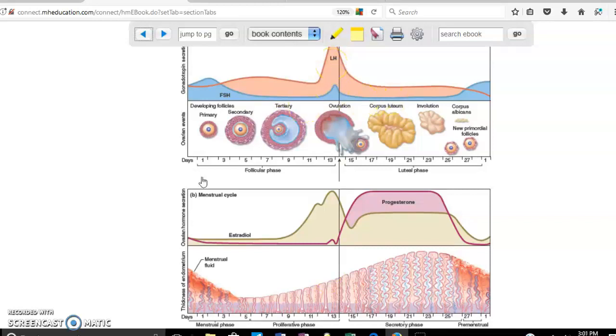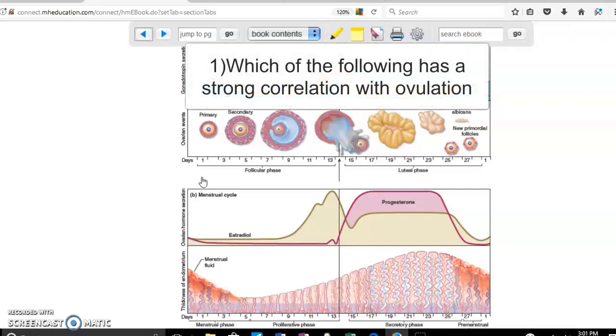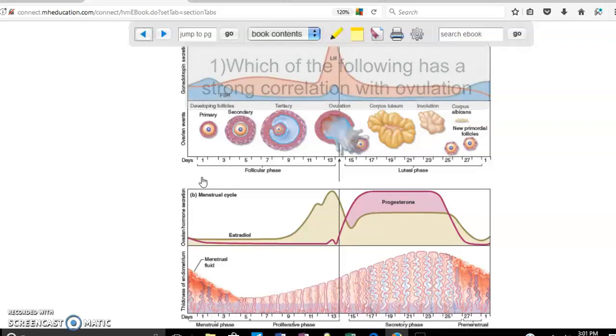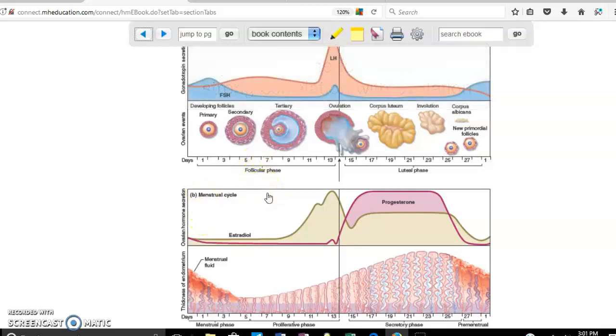So females have two cycles: the reproductive cycle if they are pregnant, and the other one is the sexual cycle if the female is not pregnant. So in this case, this is when the female is not pregnant. And that particular cycle has two pieces. One is going to be the ovarian cycle, and the other one is going to be the uterine cycle.